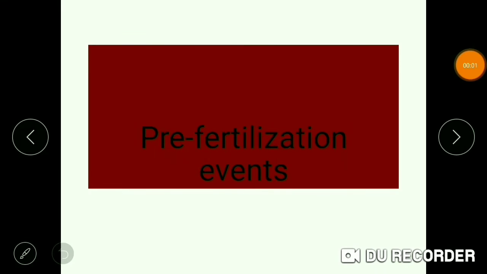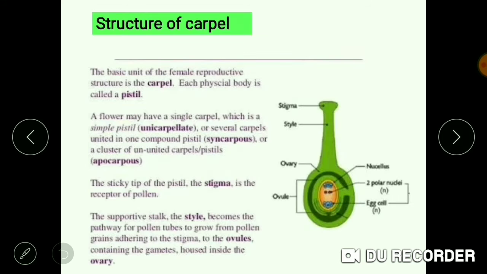Hello students, in today's class we will be continuing the topic pre-fertilization events, and today we study about the structure of carpel, structure of megasporangium, the process of megasporogenesis and the female gametophyte. We start with the structure of carpel.